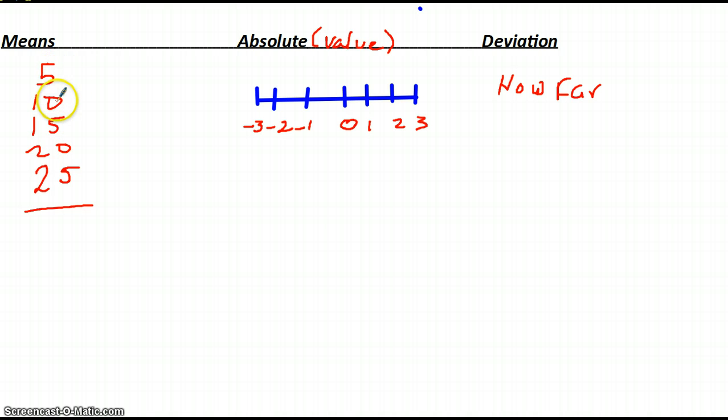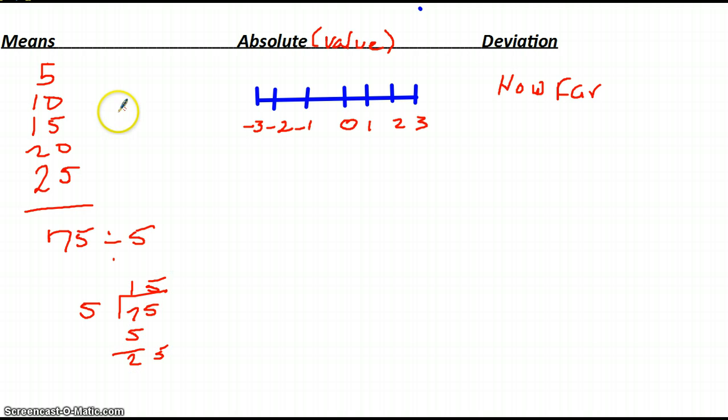So we would add 5 plus 10 and get 15, and 15 plus 15 and get 30. 30 plus 20 will give us 50, and 50 plus 25 will give us 75. And then we would count how many: 1, 2, 3, 4, 5. Since we have 5 data values, we would divide 75 by 5, and we would get 15. So we would get a mean of 15, or an average of 15.